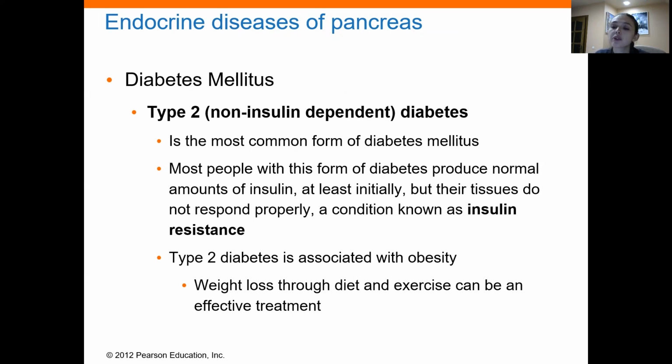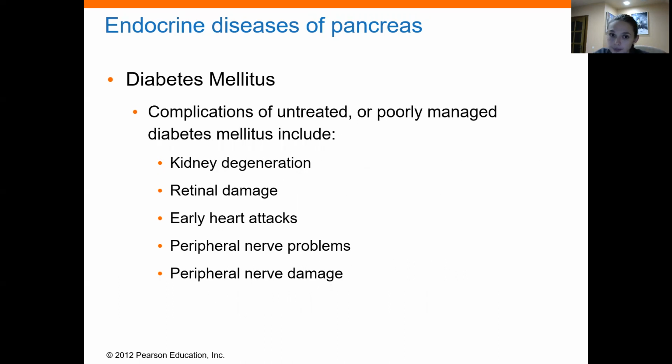Most people with this form of diabetes produce a normal amount of insulin, at least initially, but their tissues do not respond properly to the insulin. And this situation is called insulin resistance. Type 2 diabetes is associated with obesity. Weight loss through diet and exercise can be an effective treatment of the pre-diabetic condition or glucose intolerance, and it can also be a supportive treatment for diabetes mellitus type 2.